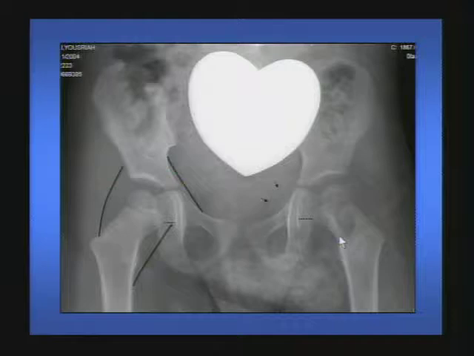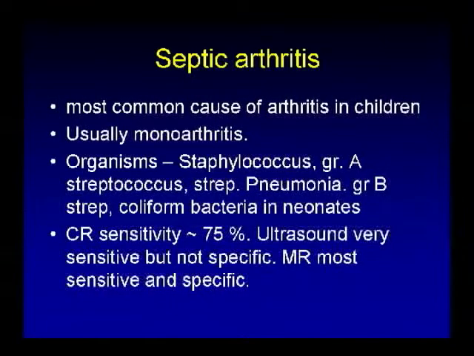There are subtle signs to suggest joint effusion indicated by widening of the teardrop distance as compared to the contralateral side, and subtle displacement of the obturator fat pad as compared to the normal on the contralateral side. Certain other fat pads like the psoas and the gluteus medius fat pads are useful signs for detecting joint effusion. So septic arthritis is the most common cause of arthritis in children. Usual organisms are staph or streptococcal group of bacteria. In neonates, the coliform bacteria form the major etiological organism.